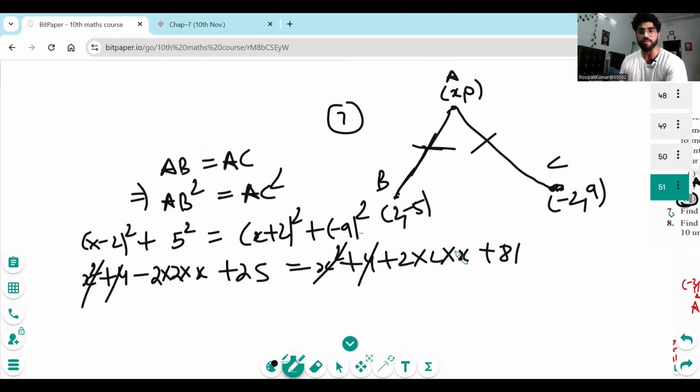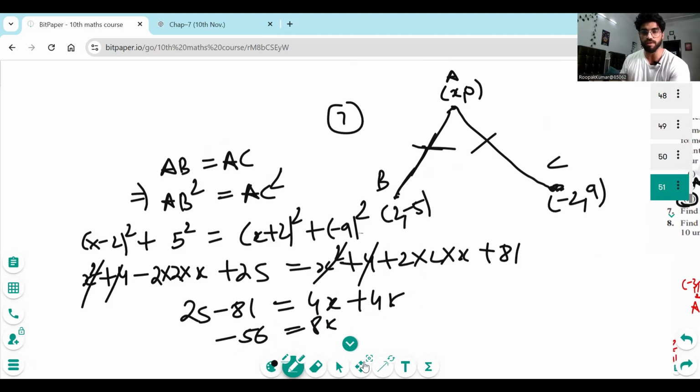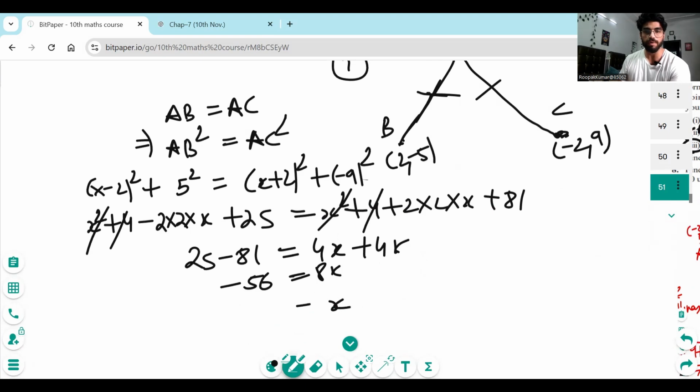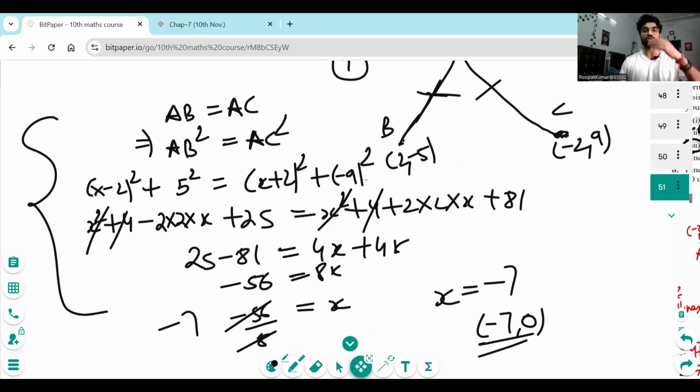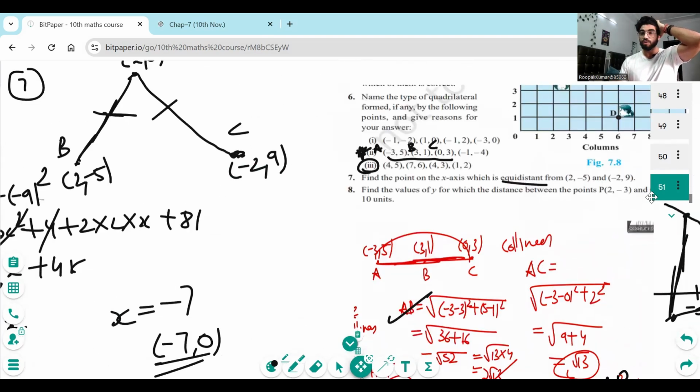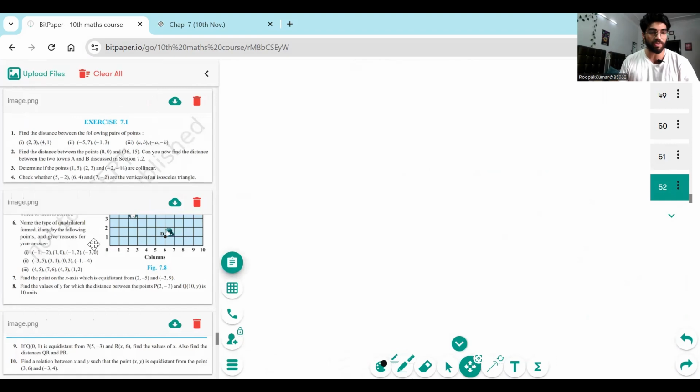Now bring all the variables on one side, constants on the other side. So 25 here, 81 here. And this is 2 into 4x, minus 4x will become plus 4x here. So minus 56, this will be 8x. So x will come out to be minus 56 by 8, which is minus 7. So the value of x is minus 7 and the point will be minus 7 comma 0. So that's how the equidistant type is to be done. This is another type of question, equidistant. Okay. So now there is an example also something like that.